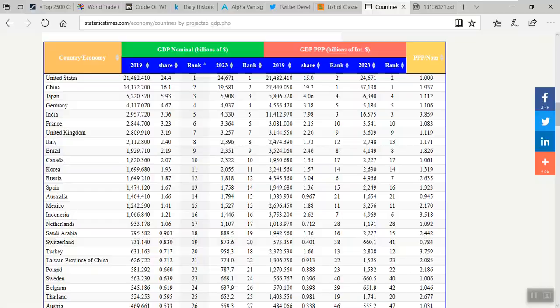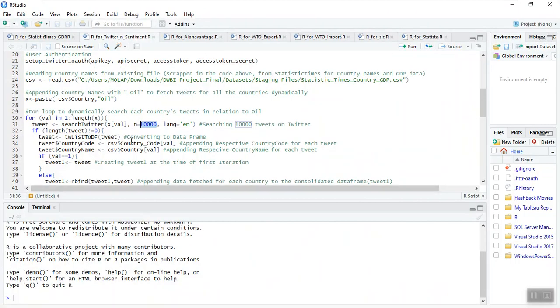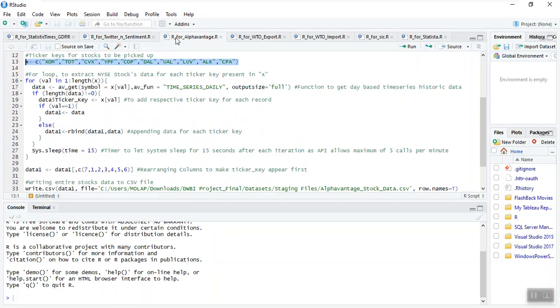Moving on to the R scripts, these are my R scripts. I have used a total of 7 R scripts. Let's see one. This is my R script for Alpha Vantage API. Over here I am providing the parameters to download the historical data of the related stocks. Moving on to my SSIS project.